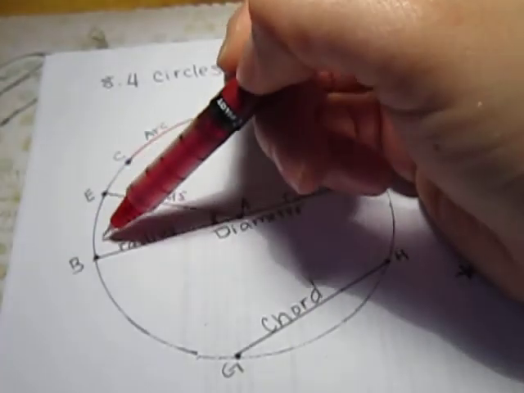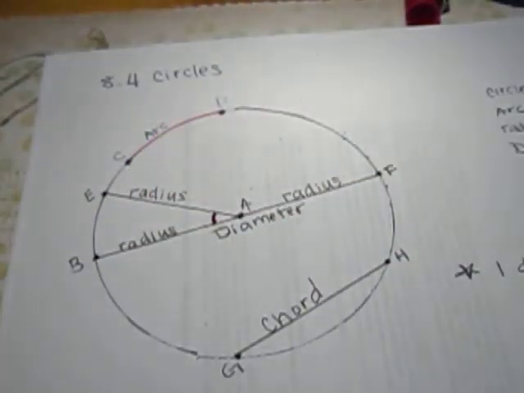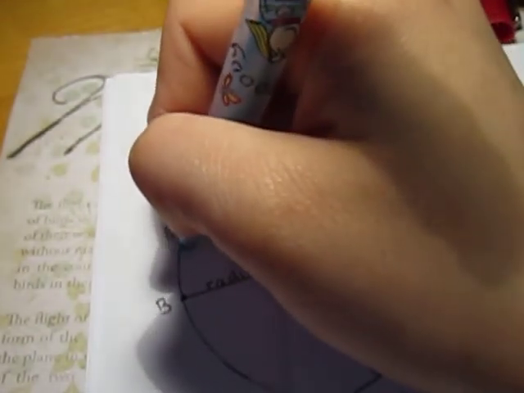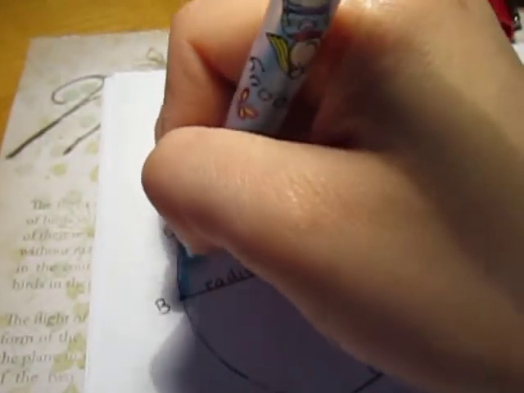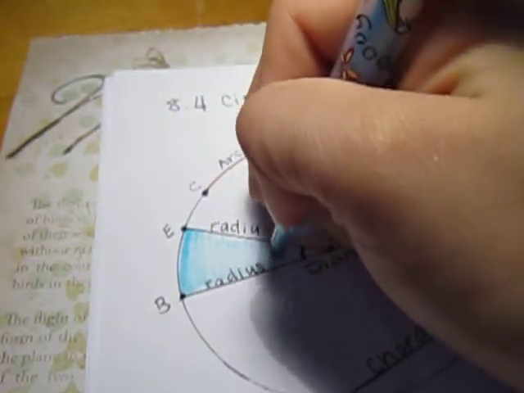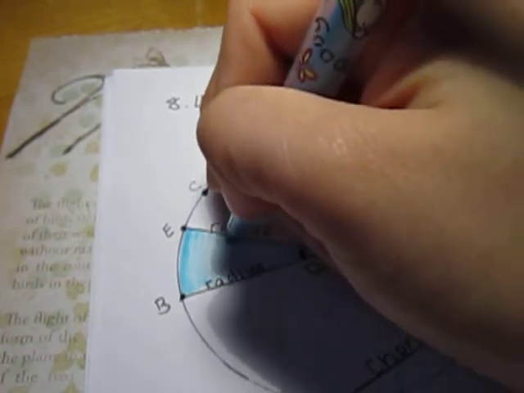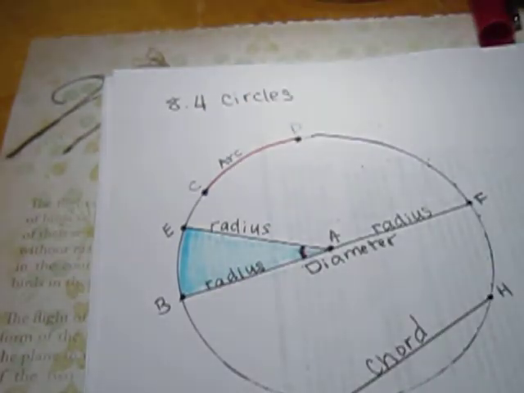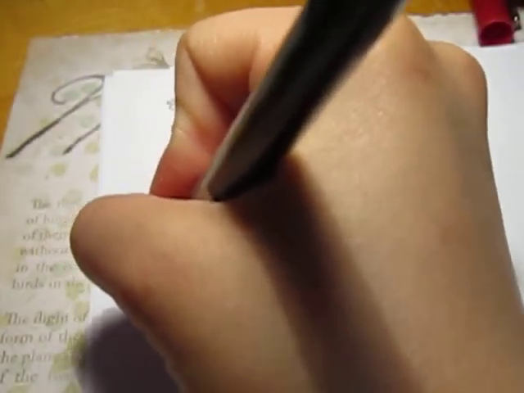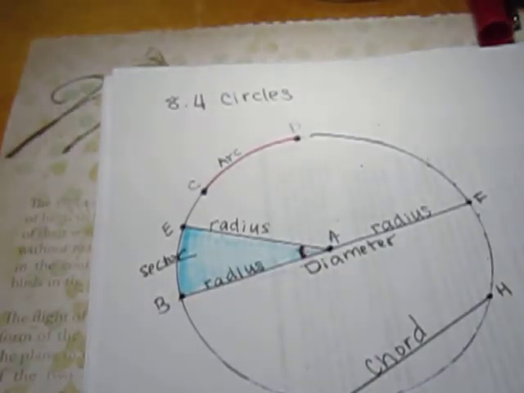The area of space within that section, right here, so an area of space enclosed by 2 radii, we call that a sector. So let me go ahead and label that. This is a sector. S-E-C-T-O-R.